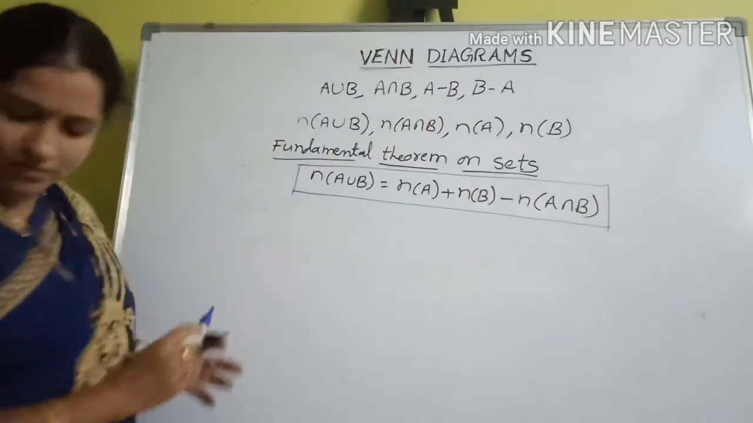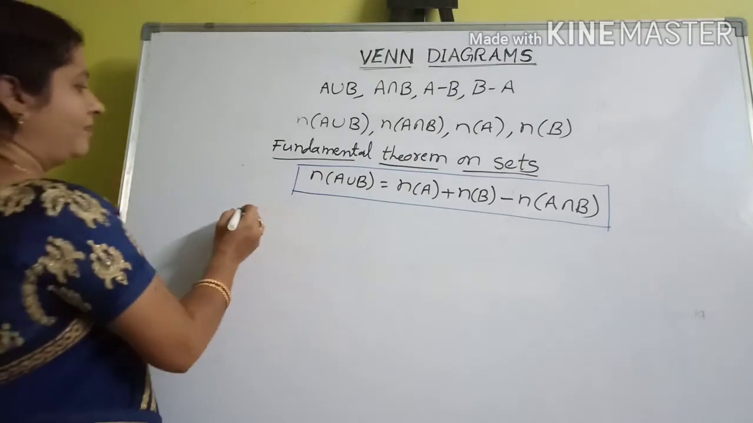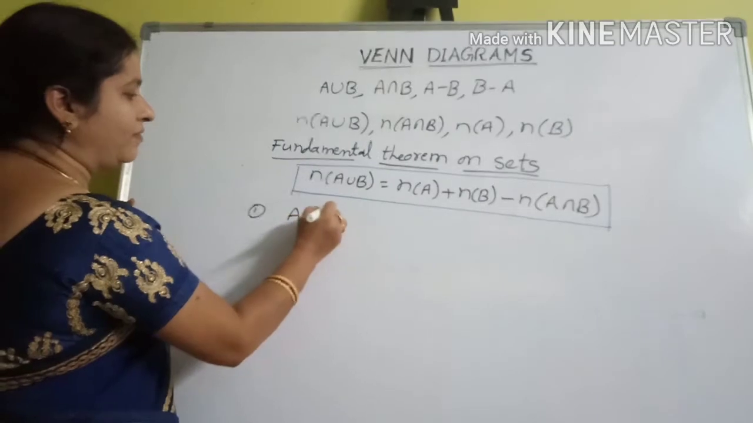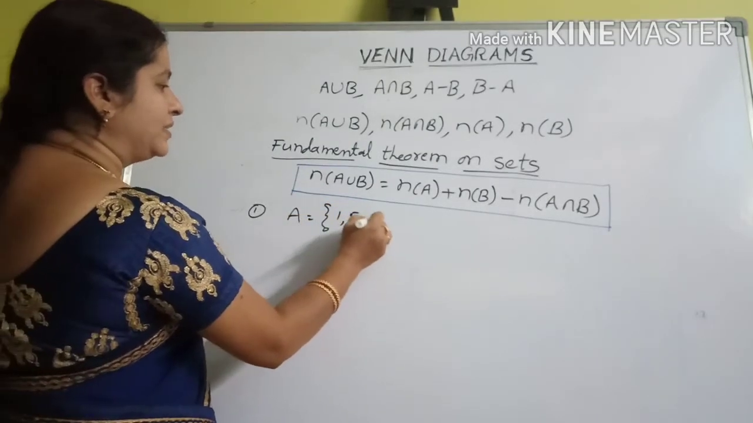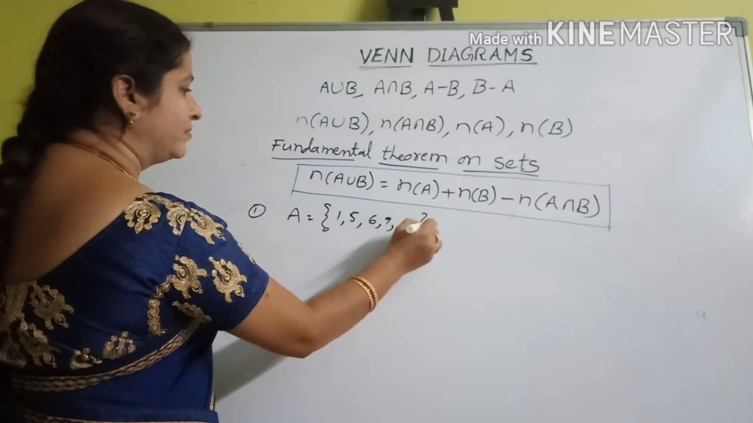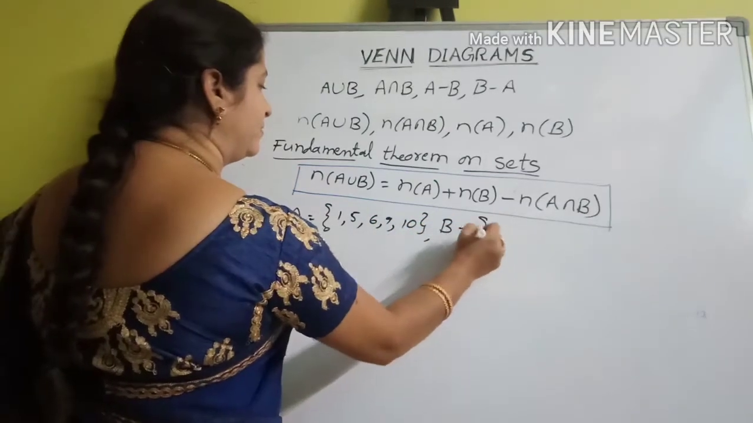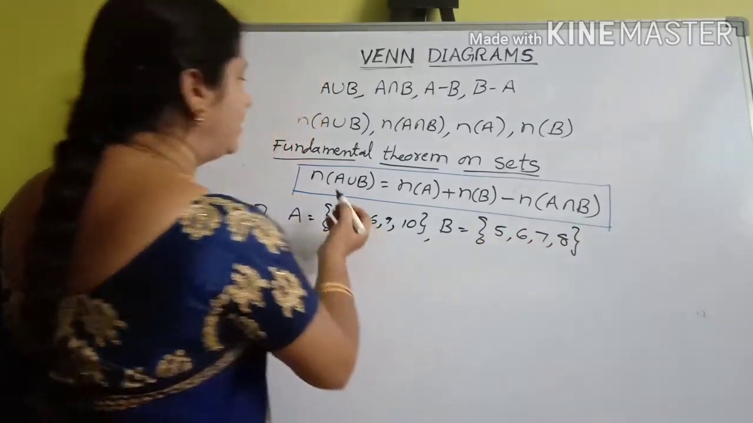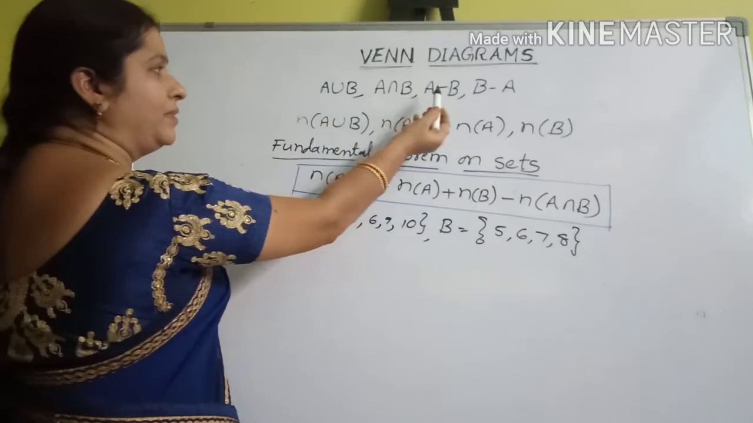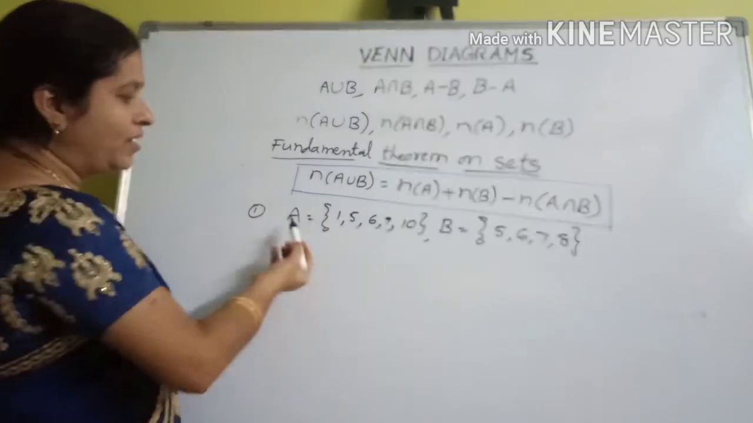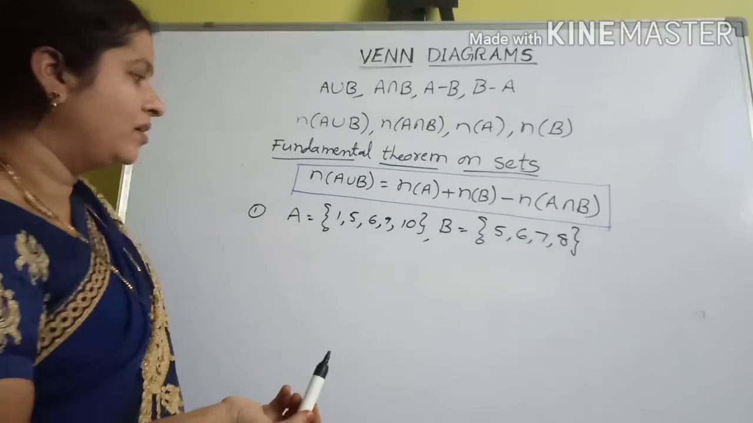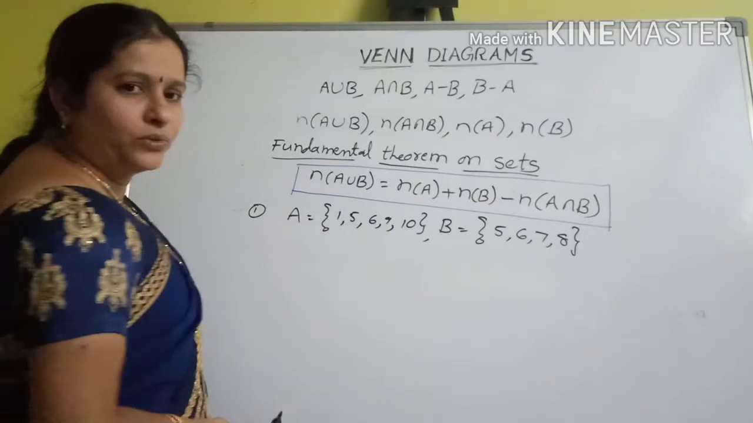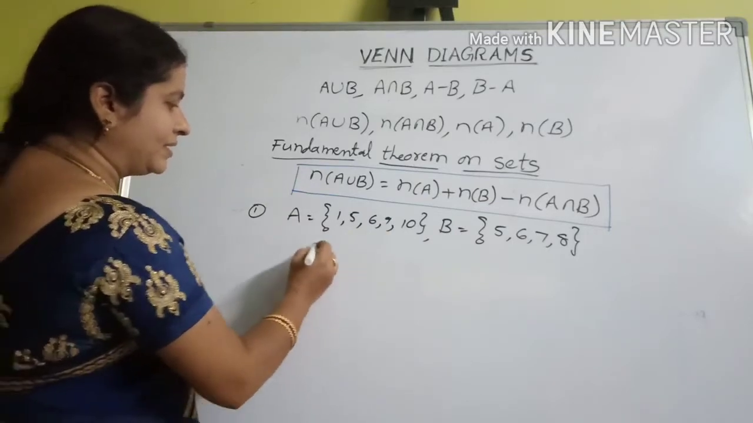For this, we are taking one example. Let A equal to the set of 1, 5, 6, 9, 10 and B equal to 5, 6, 7, 8. Find the values of A union B, A intersection B, A minus B and B minus A by using Venn diagrams. That is also one of the questions. How can you represent the Venn diagram with these two sets A and B? It is a rectangular box.